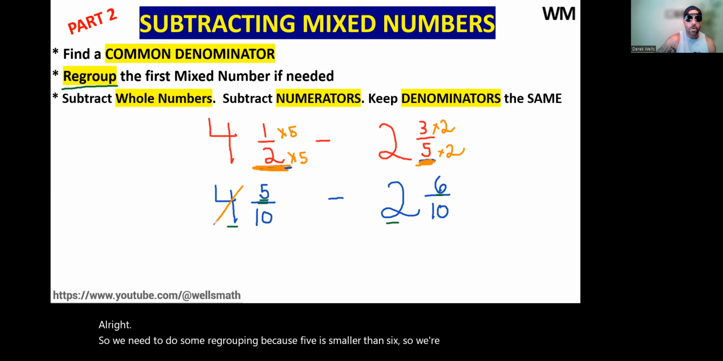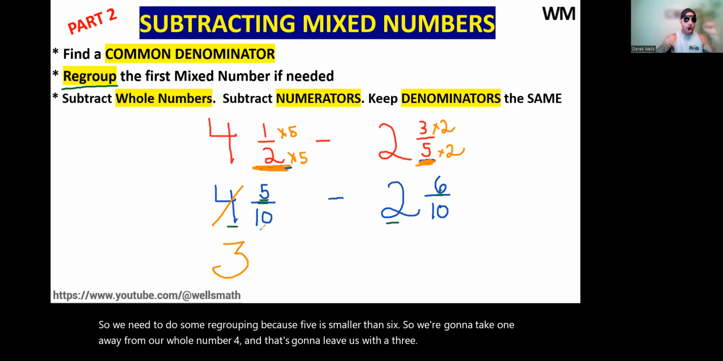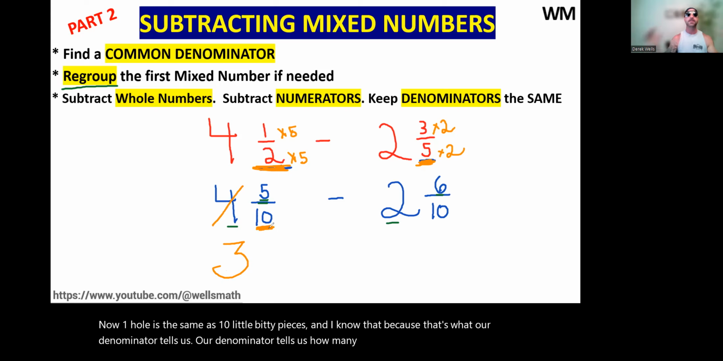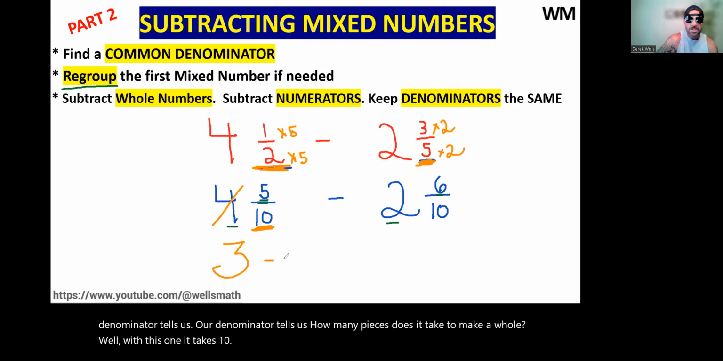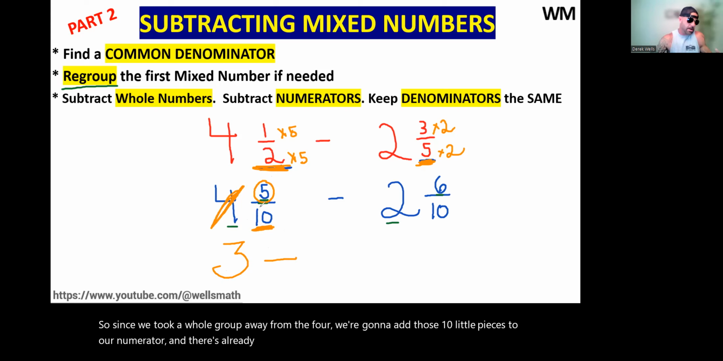So we're going to take 1 away from our whole number 4, and that's going to leave us with a 3. Now, 1 whole is the same as 10 little bitty pieces. And I know that because that's what our denominator tells us. Our denominator tells us how many pieces it takes to make a whole? Well, with this one, it takes 10. So since we took a whole group away from the 4, we're going to add those 10 little pieces to our numerator. And there's already 5 up there. So 10 plus 5 is 15.